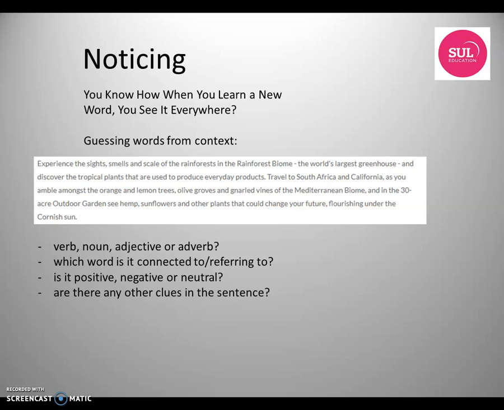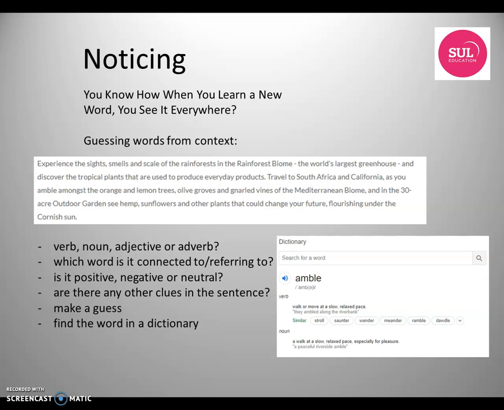Are there any other clues in the sentence? Well, it's something you do. It seems pleasant. There's a lot of things in the sentence: orange trees, lemon trees, olive groves. Perhaps you look at these things, you can see them. Make a guess. Could it mean something to do with travel or walk? Then we find the word in the dictionary. You can easily do this by Googling it. Amble. To walk or move at a slow, relaxed pace.